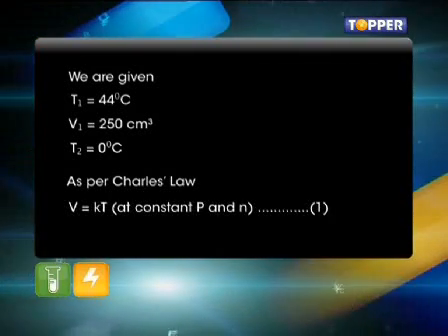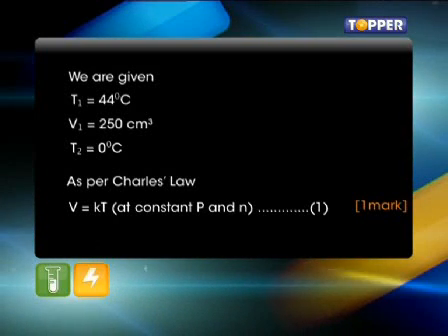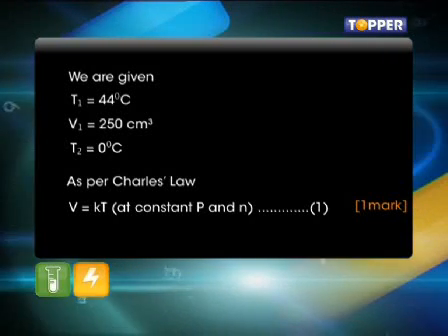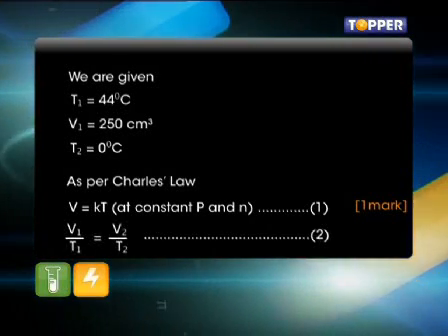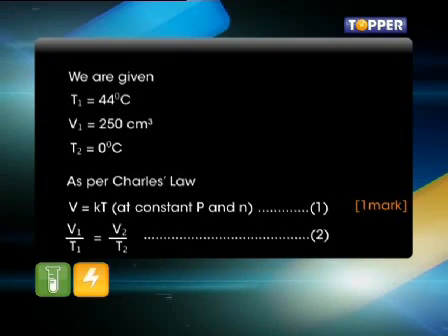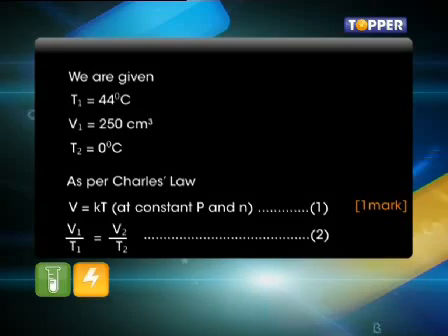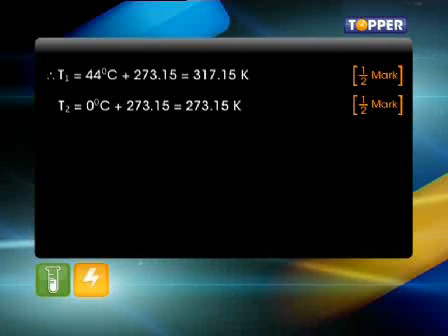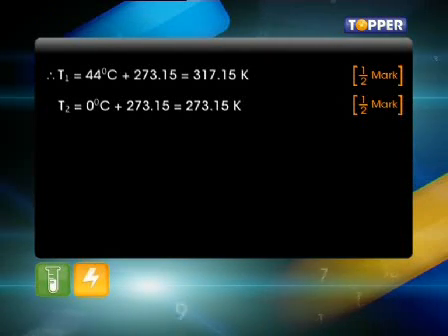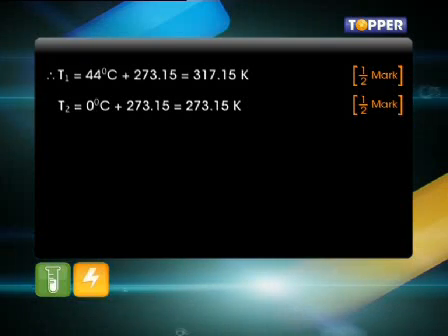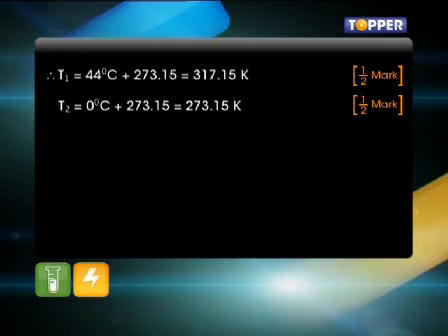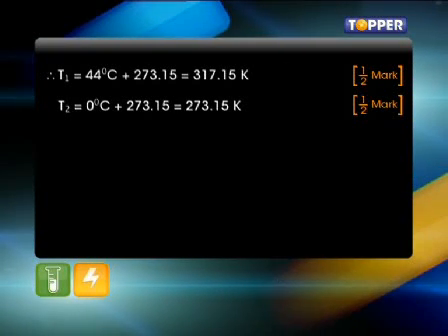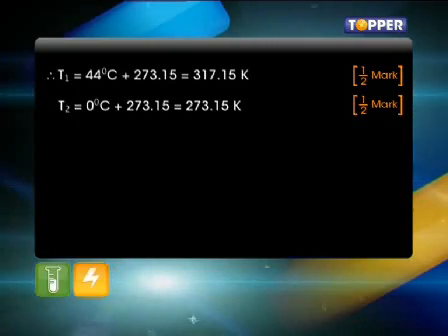If you know the equation V is equal to kT, this will fetch you 1 mark. Charles' law can also be given by equation 2, which relates volume and temperature at 2 different pressures and temperatures. You have been given the values of V1, T1 and T2. Of these, you must first convert the temperature into Kelvin scale. Ignoring this conversion is a mistake many students make while trying to solve such a problem. The conversion is all the more important because converting to Kelvin will get you half a mark.